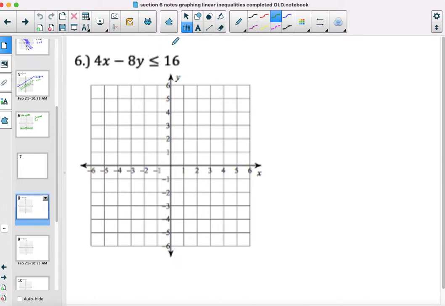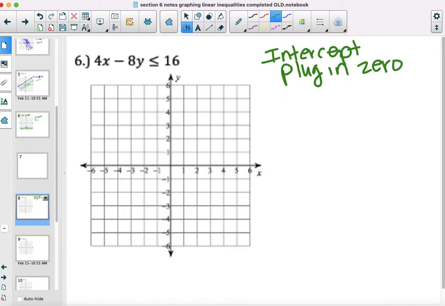So this is in standard form because both x and y are over here on the left side of the equation. And so it says 4x minus 8y is less than or equal to 16. So because this is in standard form, again, we need to find the intercepts for the graph. Remember that an intercept is where the graph is going to cross the x-axis or the y-axis, and so we are going to plug in 0 just once for the opposite variable.